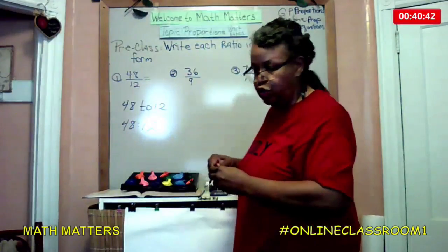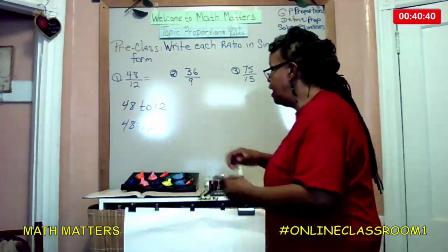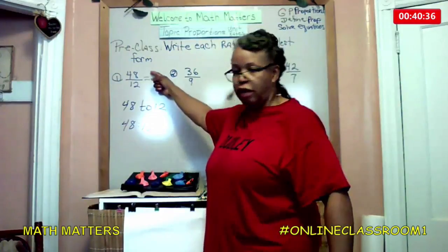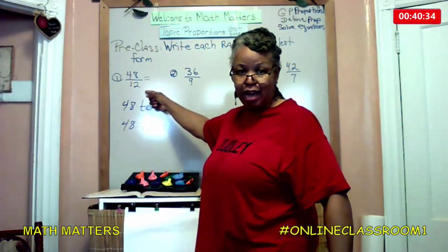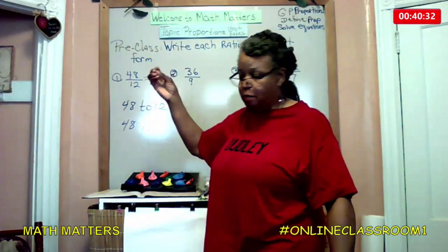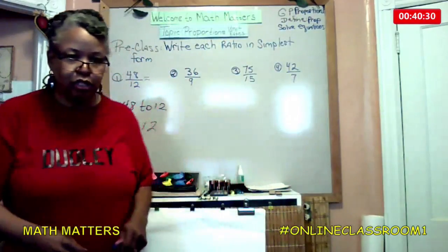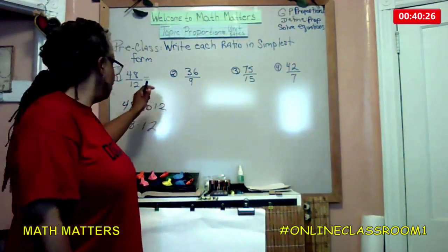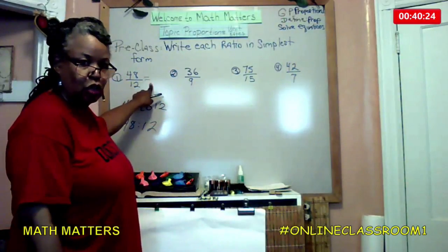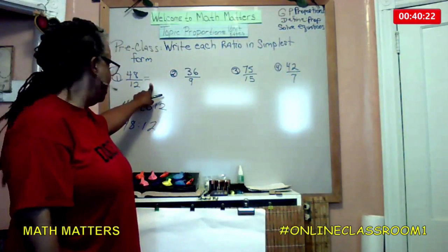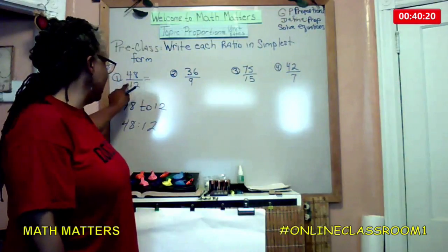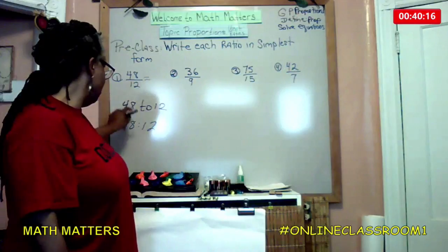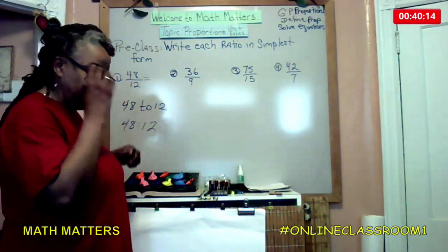Remember, in order to simplify a ratio, put it in simplest form, we need to find the greatest common factor and divide it out. It's going to be so important to know how to simplify so that you can actually make your process so much easier. Okay? Let's simplify 48 over 12, or 48 out of 12. Or 48 to 12.